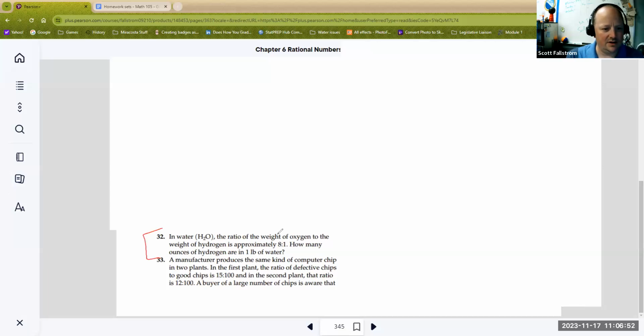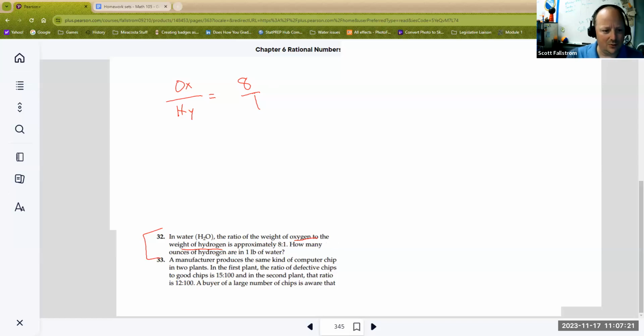So this one right here, 32. In water, the weight of oxygen to the weight of hydrogen. So oxygen to hydrogen is 8 to 1, roughly. It says approximately. So again, there are no units on this. It's an 8 to 1 ratio. So it could be 8 ounces to 1 ounce. It could be 8 pounds to 1 pound, right? 8 grams to 1 gram. So we have this weight idea. I guess I'm equating weight with mass, but outside of the gravitational constant, I think we're okay.